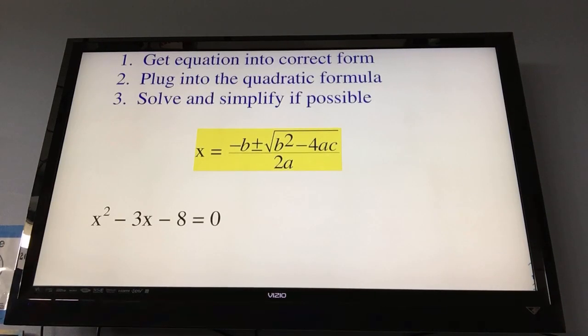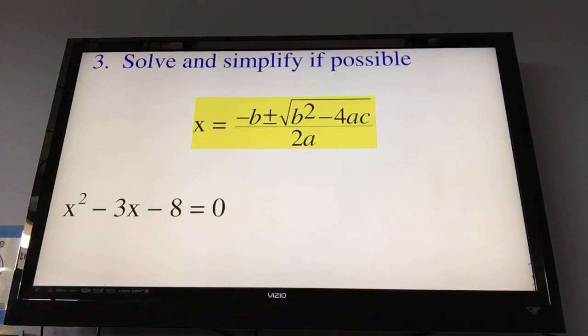Ready? Here we go. Negative b plus or minus square root of b squared minus 4ac all over 2a. I'm going to do it again. Negative b plus or minus square root of b squared minus 4ac all over 2a.